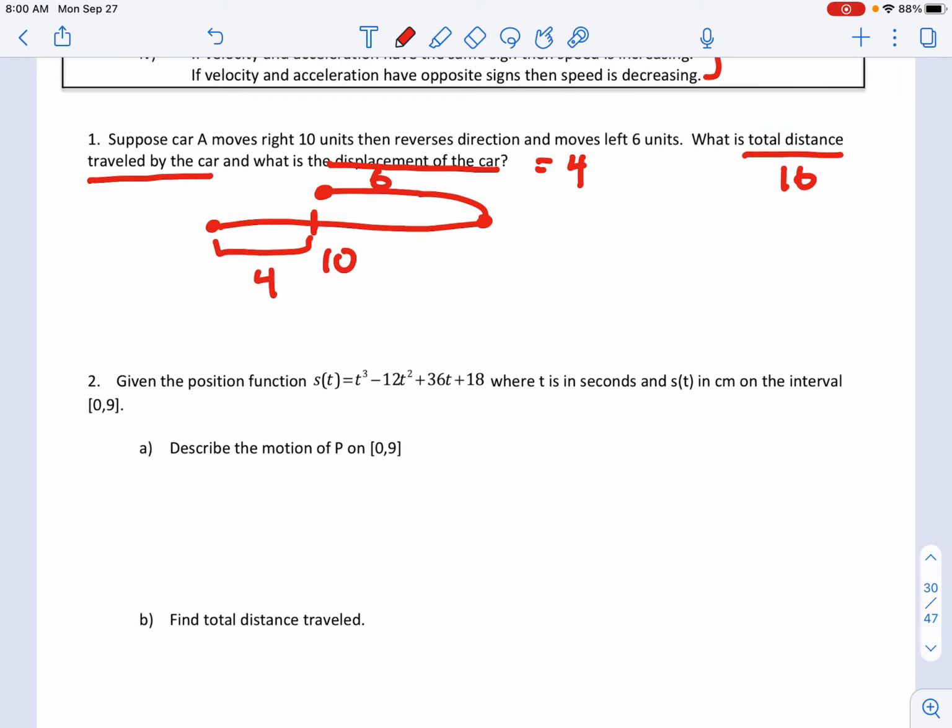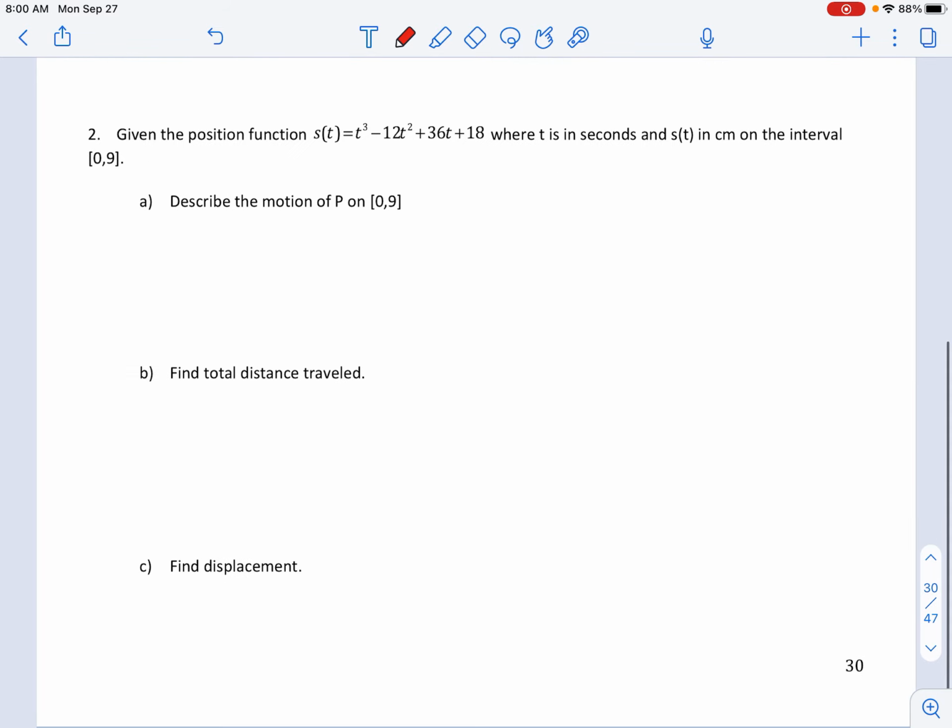So let's get one more example. Given a position function, this cubic represents the position function. Time is in seconds, the position is in centimeters, and we're only looking from 0 to 9 seconds. And I want to talk about the motion. So when I talk about this motion, let's just assume we're only moving left to right.